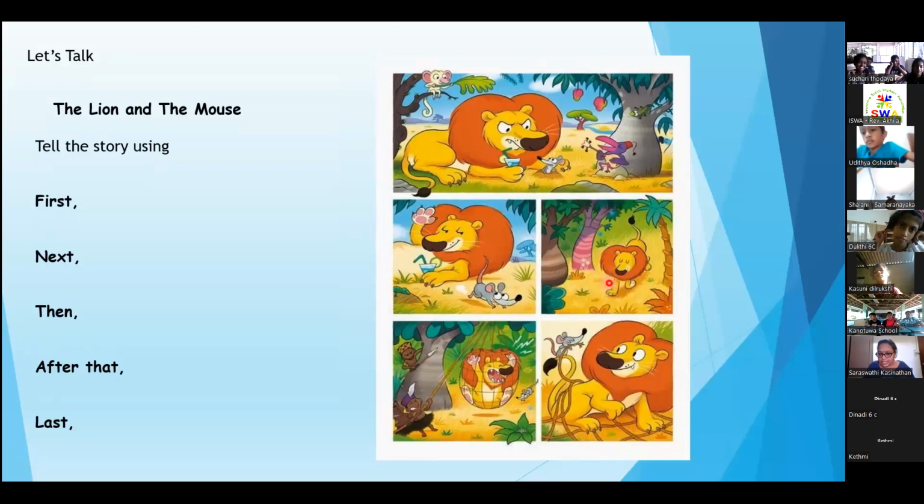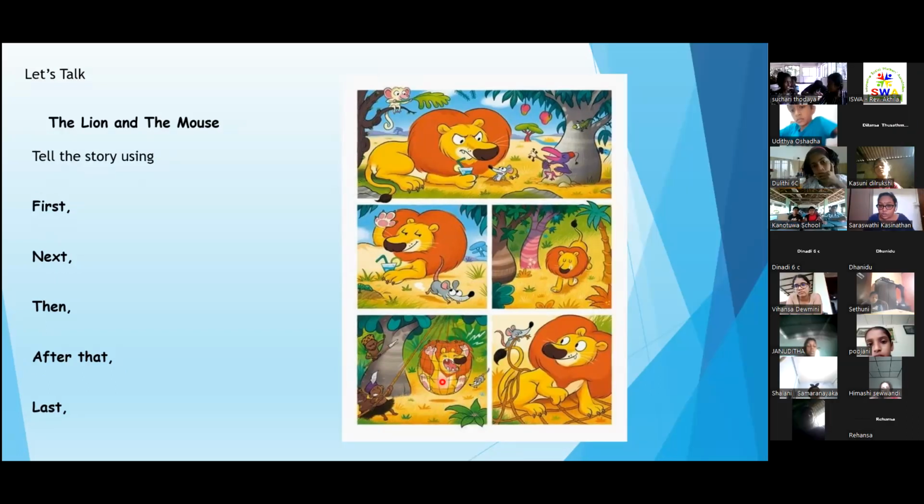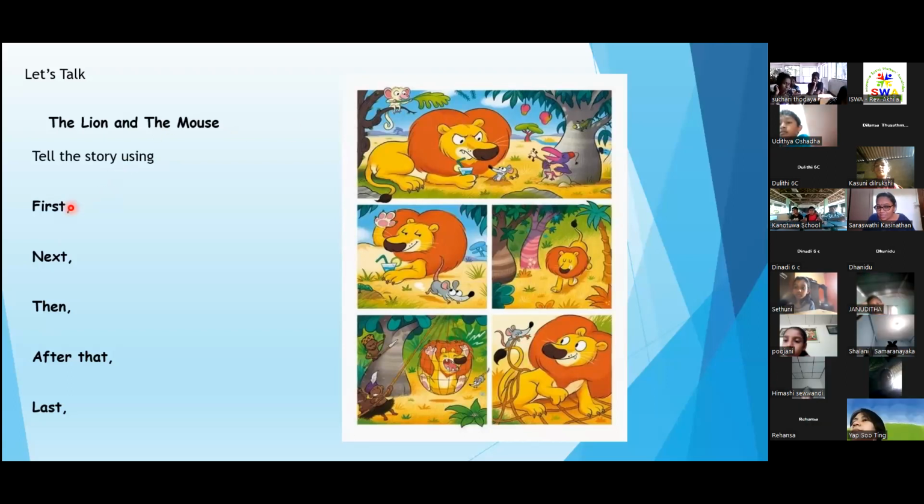And then what happened next? What did the lion do? The lion was walking. Yeah, then the lion went for a walk. And what happened after that? He got trapped, right? The hunters caught the lion and he got trapped. And what happened at last? The rat saved the lion. Yes, the rat set the lion free. So the moral of the story: if you do something nice to someone, they will do something very nice to you too, right?